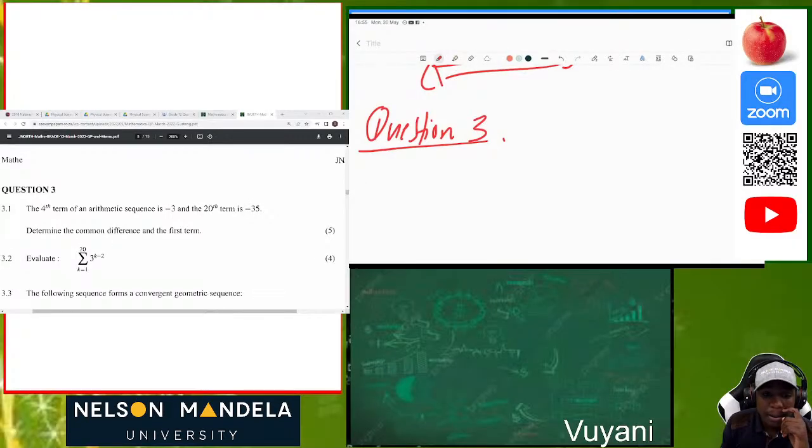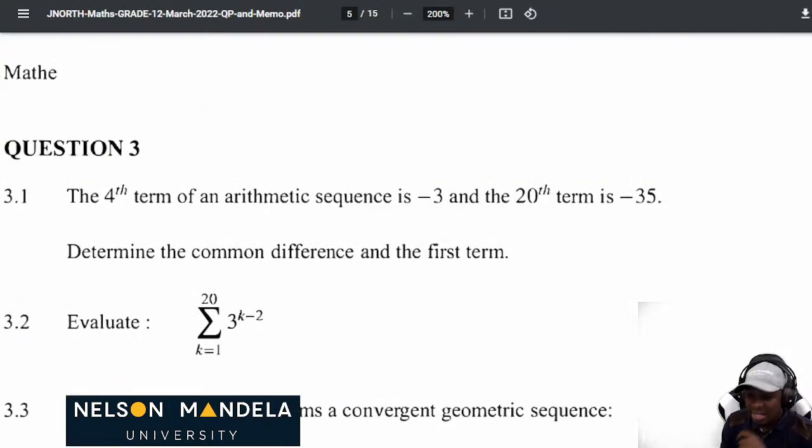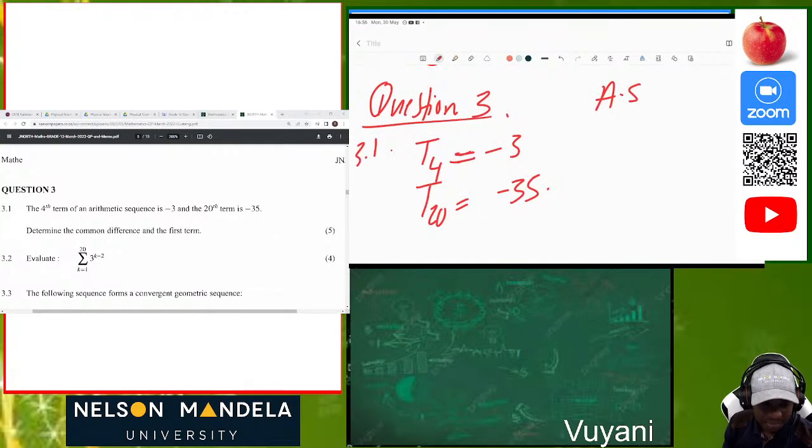On question 3, what are they saying? On 3.1, they're saying that the fourth term of the arithmetic sequence is -3. So the T4 of the arithmetic sequence is -3. Underline that part. They said it's an arithmetic sequence. So you must understand that it's an arithmetic sequence. And also T20 is equal to -35. Then determine the common difference and the first term. How do you do that, guys? It's easy. Let me show you how you do it. Maths is nice. You just have to analyze the questions and solve the problems properly.